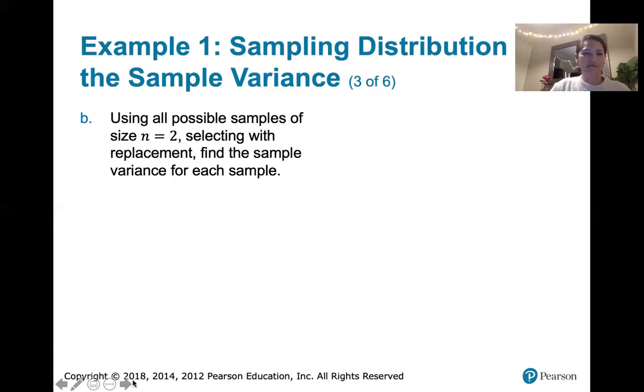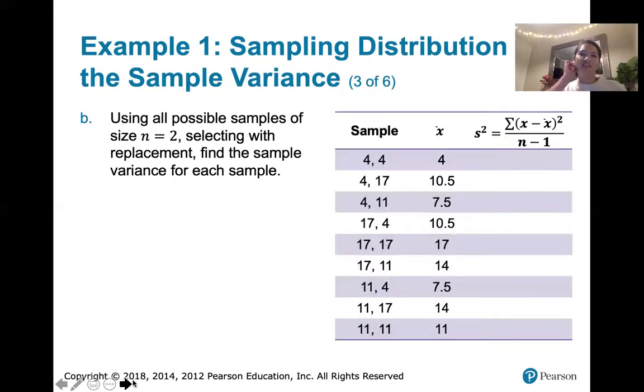Okay. Finding the sample variance for each sample. Now, these are the samples. There are actually 9 possible samples of size n equals 2 when you start with 3 values in your population, because you're sampling with replacement. So when you have 3 values, 4, 17, and 11, in your population, and you're choosing the first one for that sample of size n equals 2.